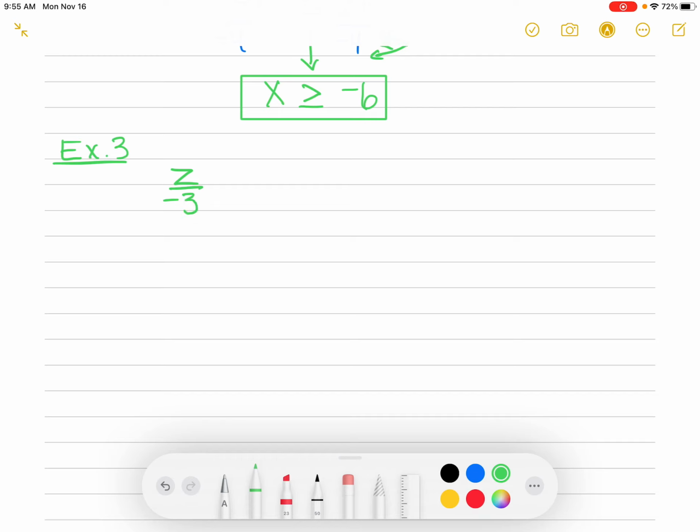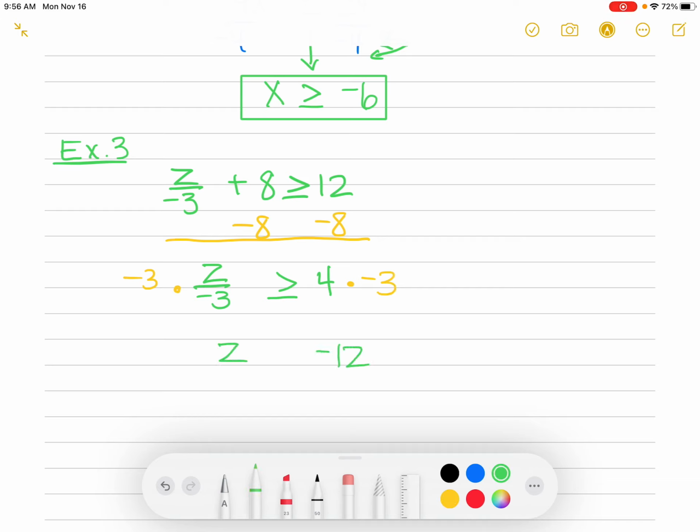z divided by negative 3, plus 8, is greater than or equal to 12. Okay, first I'm going to subtract 8. Remember, when you're subtracting 8, or that looks like a negative 8, don't flip your sign. It's not multiplying or dividing. Okay, so I have z divided by negative 3 is greater than or equal to 4. Now to solve this, I need to multiply both sides by negative 3. And that's going to give me z and negative 12. So now I have that negative 3 on both sides where I'm multiplying by negative 3. That means I'm going to flip my sign.